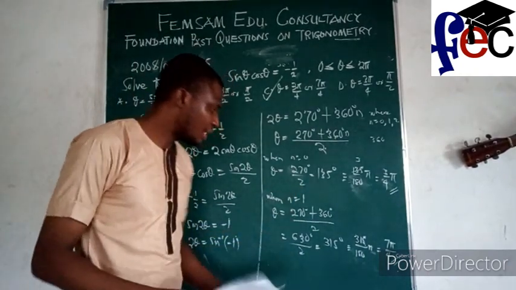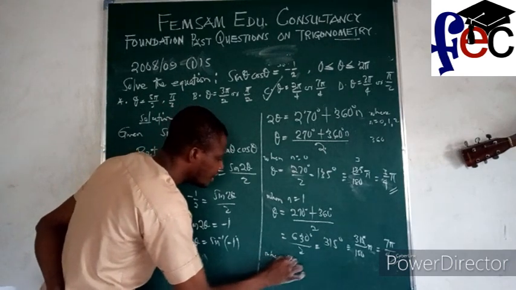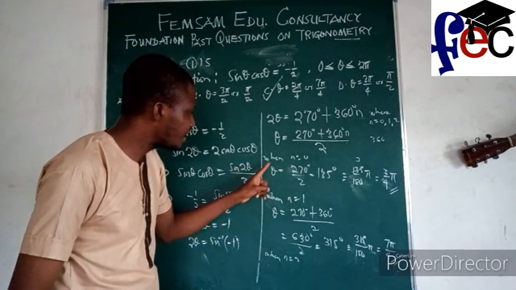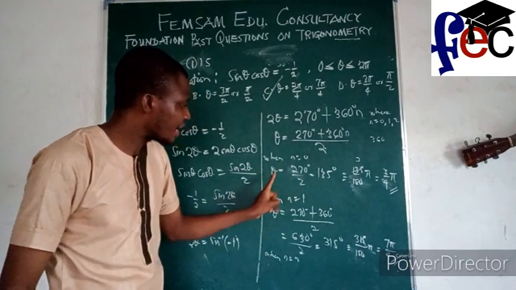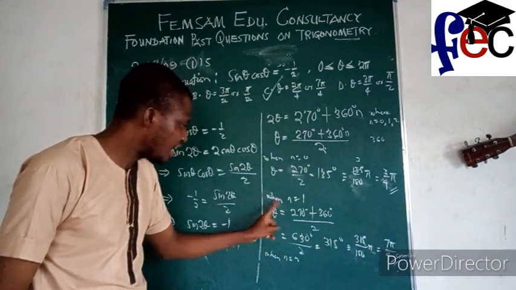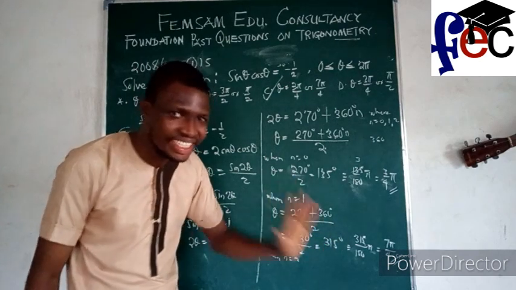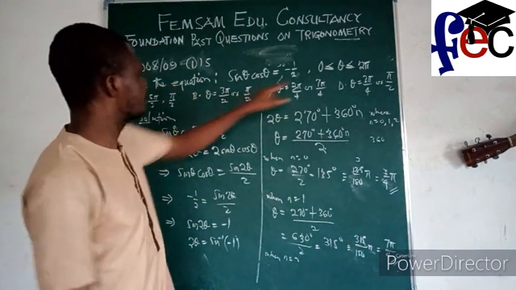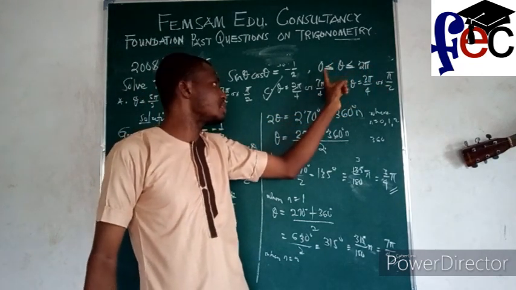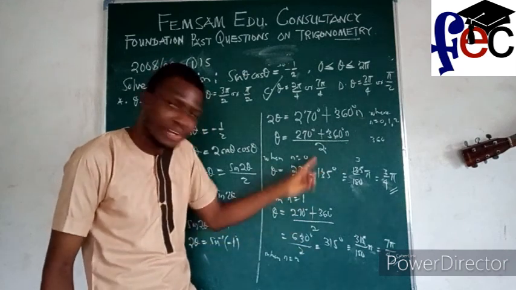So the next one I'm going to do is to test for when n equals 2. But please take note that for n equals 0, I got theta to be 135 degrees. Now, when n equals 1, I got theta to be 315 degrees. And they said that theta lies between 0 and 2 pi. That means between 0 degrees and 360 degrees. So I've already gotten my two values.